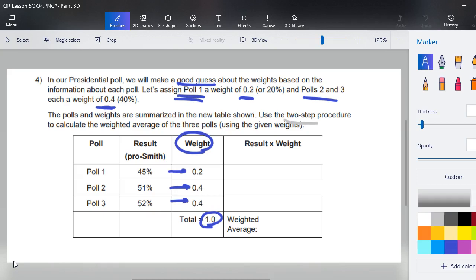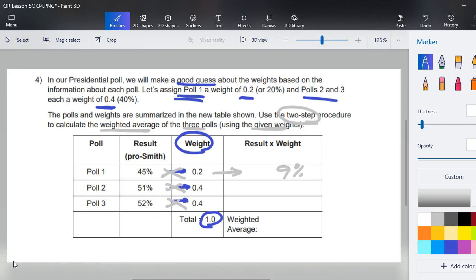Then it asks us to use the two-step procedure to calculate the weighted average of the 3 polls using the given weights. Remember the two-step procedure: multiply, add them up. This is a great question for the test. I won't explain how to calculate. You just have to remember weighted means I'm going to do 2 steps. First, I'm going to multiply, multiply, multiply. So I'm going to multiply the 45%. Remember, a while ago it said just go ahead and use 45 times 0.2, and we're getting 9%.